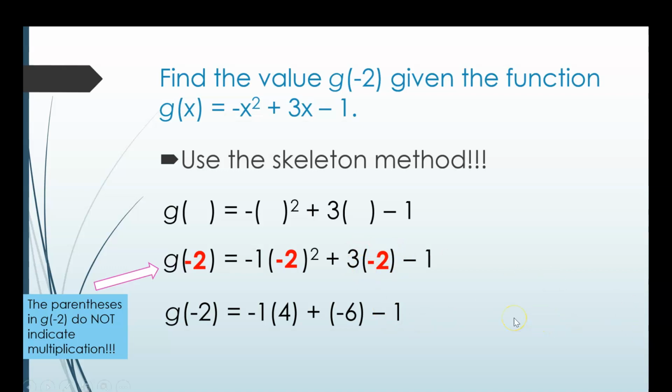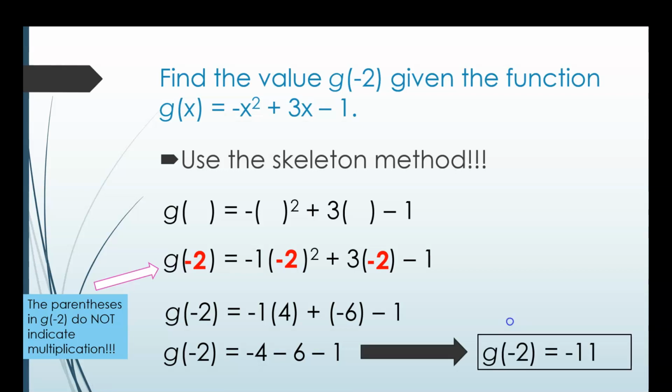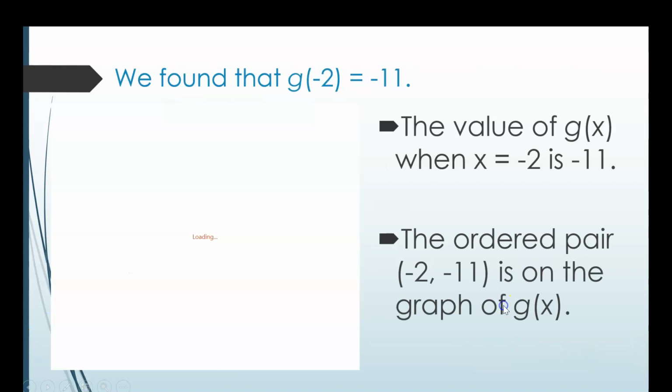So now I'm going to continue my order of operations. This becomes g of negative 2 equals negative 4 minus 6 minus 1. And that gives me a final result of g of negative 2 equals negative 11. So that means the value of the function g, when I plug in the input variable negative 2, is negative 11. So the function's output value is negative 11.